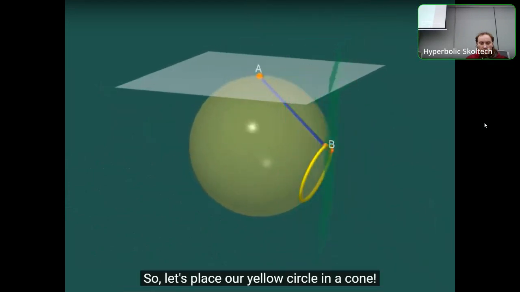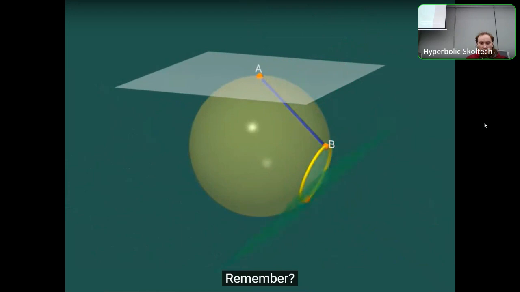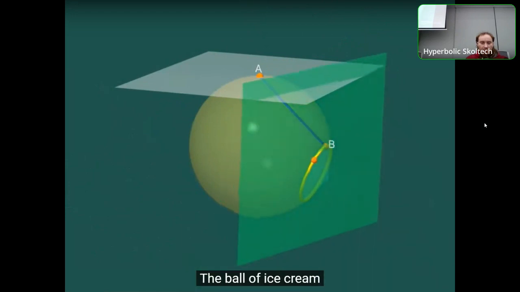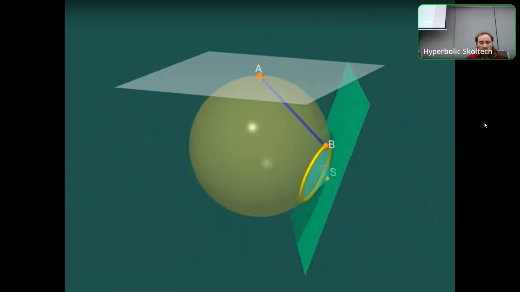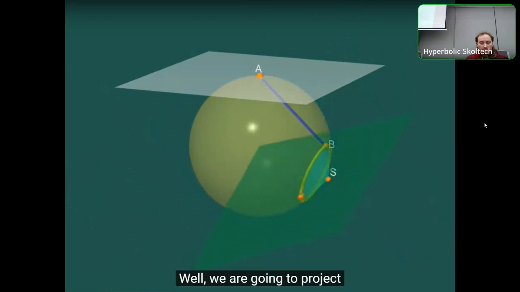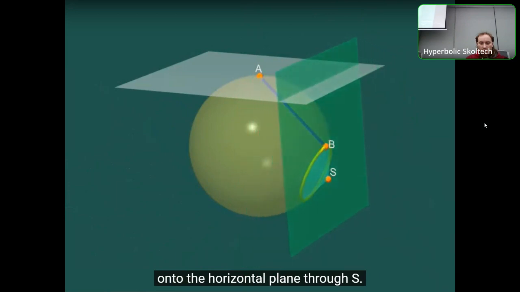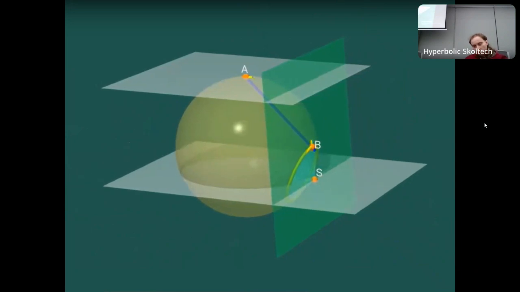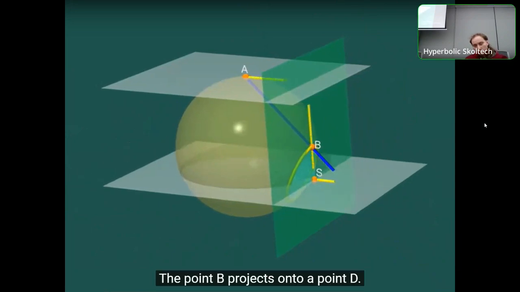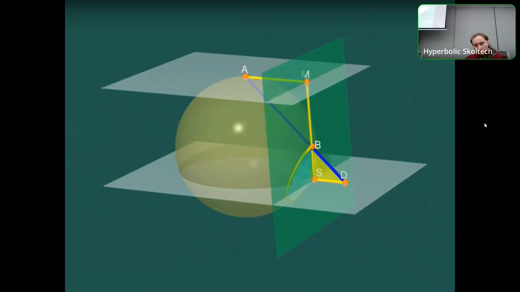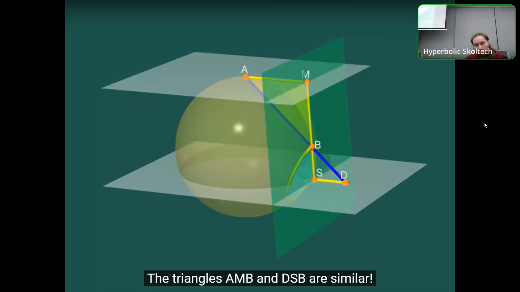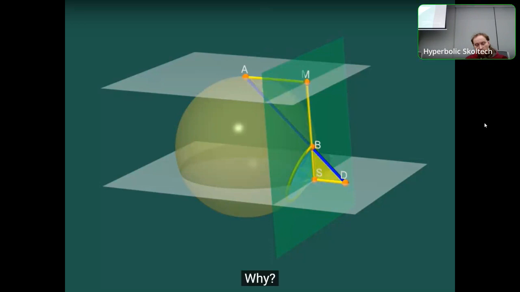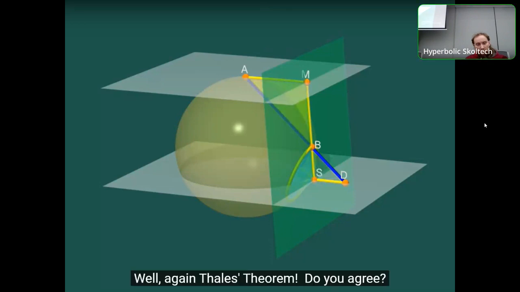So let's place our yellow circle in a cone. Remember, the ball of ice cream in a cone with vertex S. Well, we are going to project onto the horizontal plane through S. The point B projects onto a point D. But look at the figure. The triangles ABS and DSB are similar. Why? Well, again, Thales' theorem.